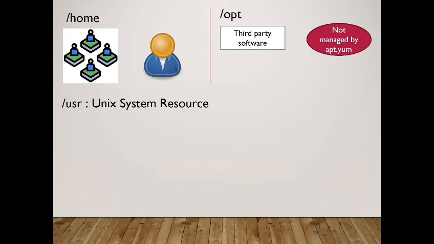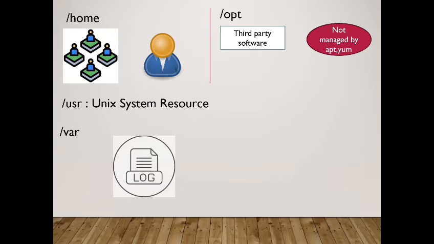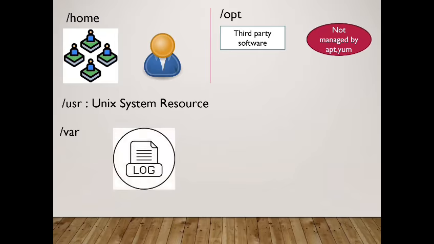Next, we have the var directory. The var directory, which stands for variable in Linux, is like a system's dynamic workspace. It holds data that changes frequently as the system runs, and it's used for logs, caches, mail spools, and other files that grow or shift over time. Unlike directories like usr or etc, which hold static files, var is designed for mutable content, data that's written to, updated, or deleted during normal system operation.